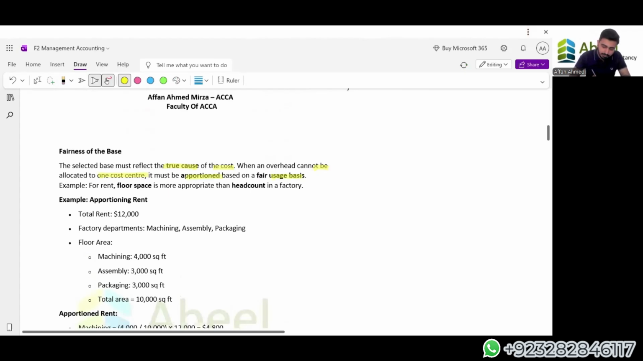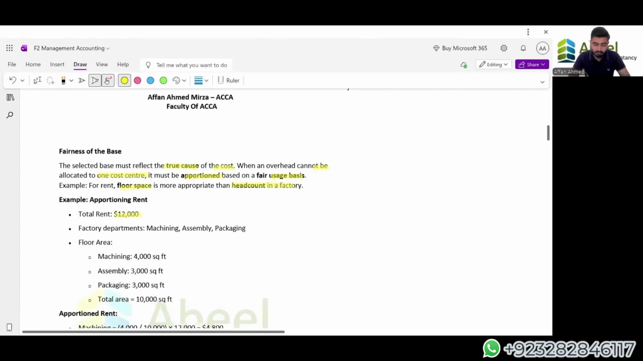For example, rent on floor space is more appropriate than headcount in a factory. The number of people is not going to determine the rent of the company. The area that we have covered is going to determine the rent of the company. So, a total rent is 12,000. There are three departments: machining, assembly, and packaging. The floor area is given to us at 4,000, 3,000, 3,000. That means the total floor area is 10,000.